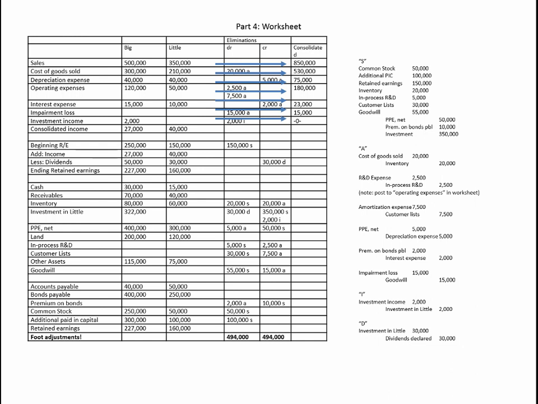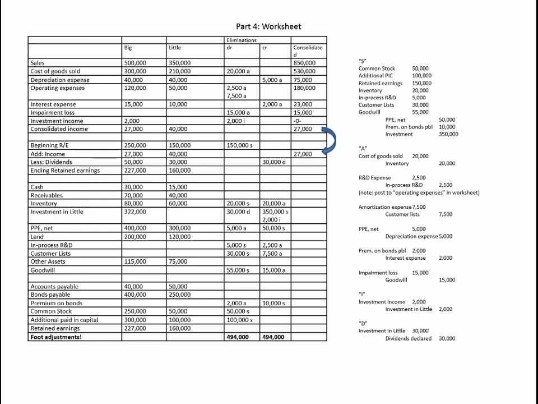And likewise for operating expenses, interest expense, and so on, we're going to adjust those up or down based on the appropriate debit and credit rules. Once we get to the bottom of the income statement, when we get to consolidated income, we want to be sure we work down the income statement. Consolidated sales minus consolidated cost of goods sold minus consolidated depreciation expense, and so on. We do not simply add across the consolidated income row, because then obviously we would not get the desired $27,000.